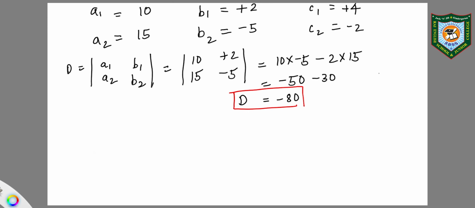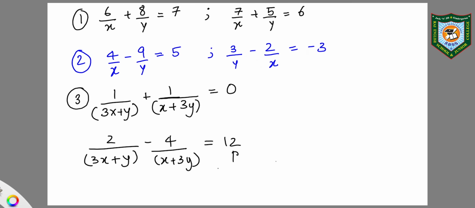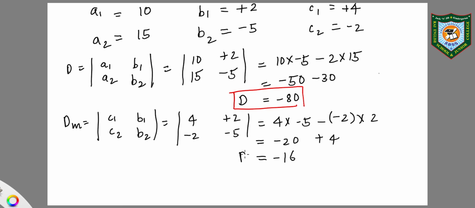Now remember, we are trying to find the value of m. So I have Dm is equal to c1, c2, b1, b2, which is equal to 4, minus 2, plus 2, minus 5, which is equal to 4 into minus 5 minus minus 2 into 2, which is equal to minus 20 plus 4, which is equal to minus 16. So my Dm value is minus 16.